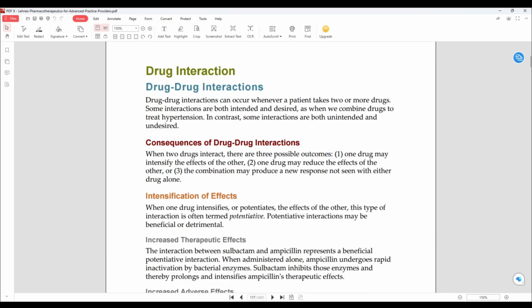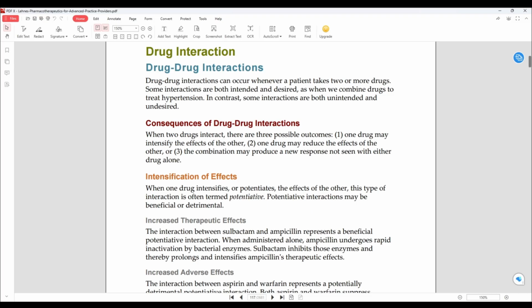Which brings us to drug interactions. Drug-to-drug interactions can occur when a patient takes two or more drugs. Some interactions are both intended and desired, as when we combine drugs to treat hypertension. In contrast, some interactions are both unintended and undesired.